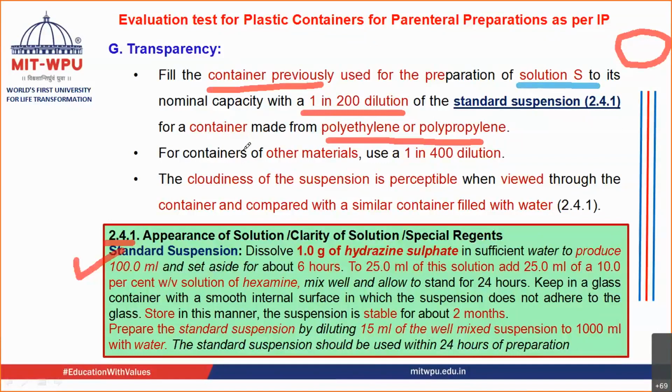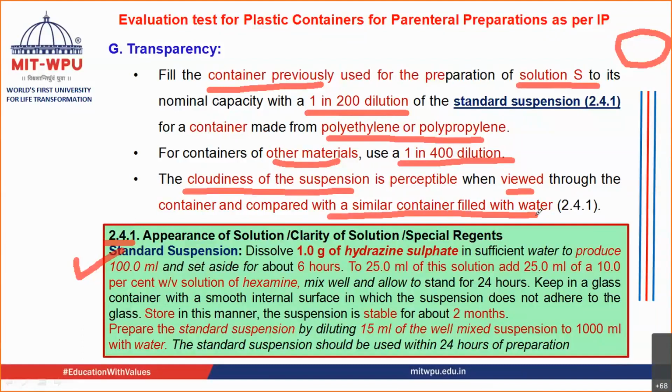If your plastic container is made up of some other material, then the dilution that you carry out is 1:400. So if it is made up of polyethylene or polypropylene, the dilution is 1:200. If it is made up of the other material, then you carry out the dilution as 1:400 of this standard solution. After diluting it, you are going to put it into the plastic container, and then you are going to see whether the cloudiness of the suspension can be viewed or not, and if it is similar as compared to the container filled with water. Okay, so this is how you are going to check the transparency.